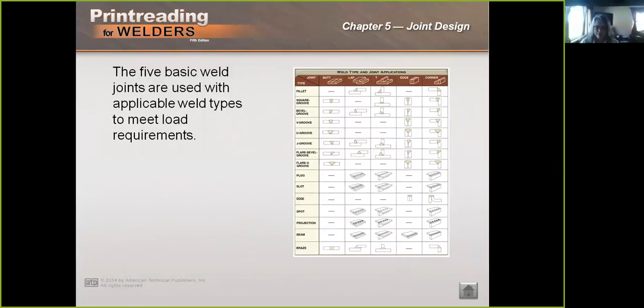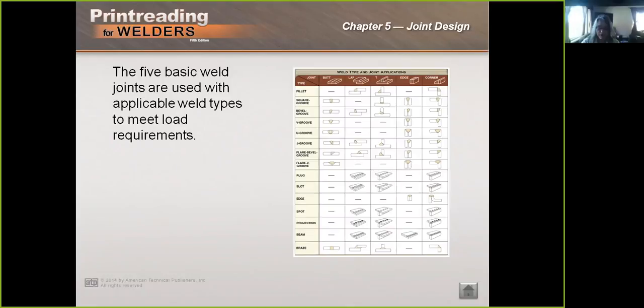We want to minimize edge preparation. So we want to minimize the amount of work we do to an edge because that reduces cutting and machining costs. We can provide good weld access. Allowing access to a weld by welding equipment will make for a better weld. But you have to think about what equipment you have available.